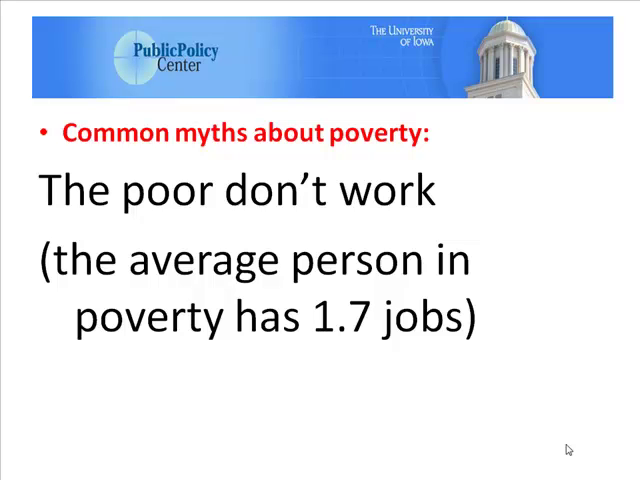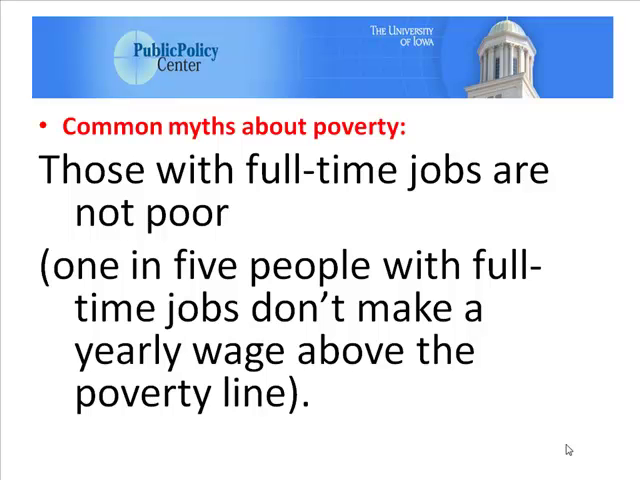The poor don't work. They don't have jobs. Actually, the average person who has a poverty line income has 1.7 jobs. They have more jobs than I've got. I've only got one. Can't do mine very well, but I've got it. Those with full-time jobs are not poor. Actually, 1 in 5 people with a full-time job doesn't make an income above the poverty line. So even full-time work is not necessarily a guarantee that one won't be classified as poor or have an income below the poverty line.